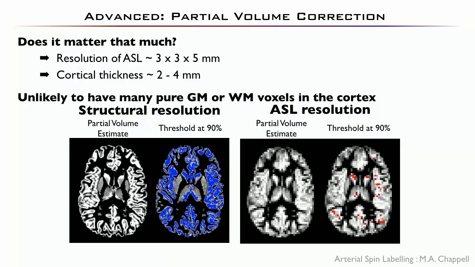So we should ask ourselves the question, how much does it matter? If we think about a typical ASL resolution and the standard cortical thickness, you will find that at ASL resolution, there are very few voxels of pure grey matter. So therefore, it's very hard to quote grey matter perfusion from ASL. It's really a mixture.